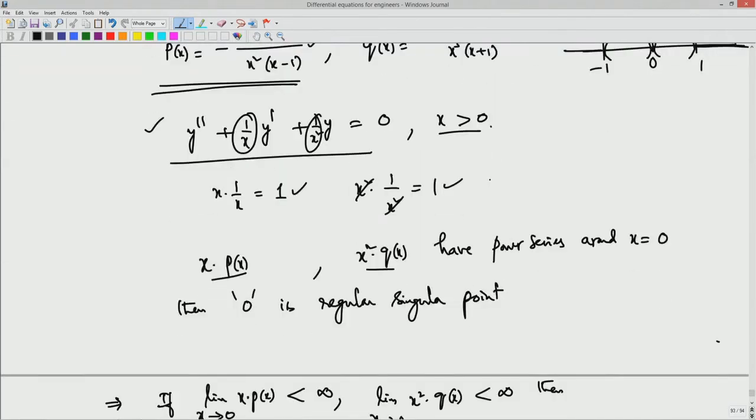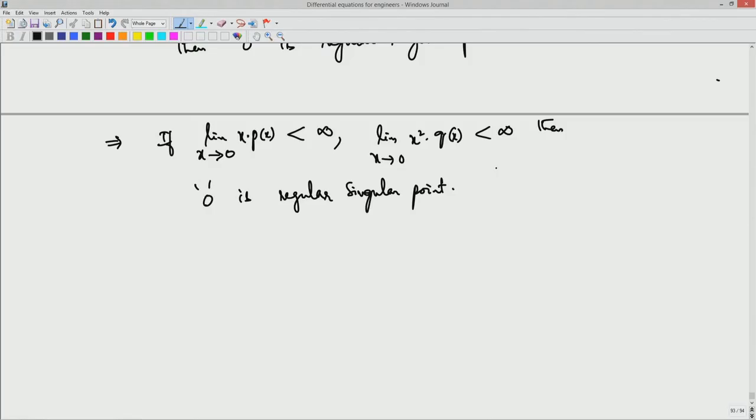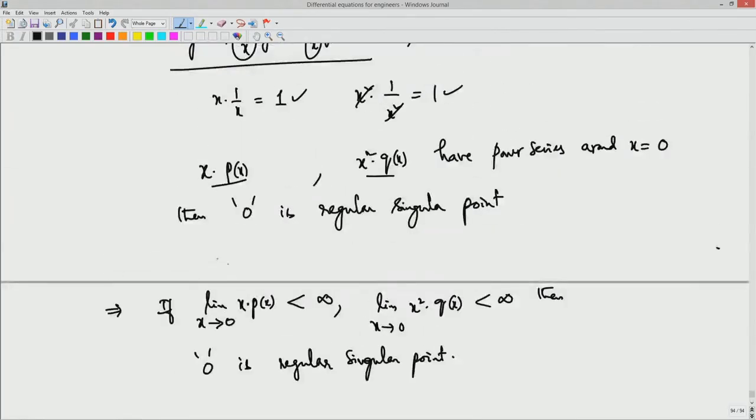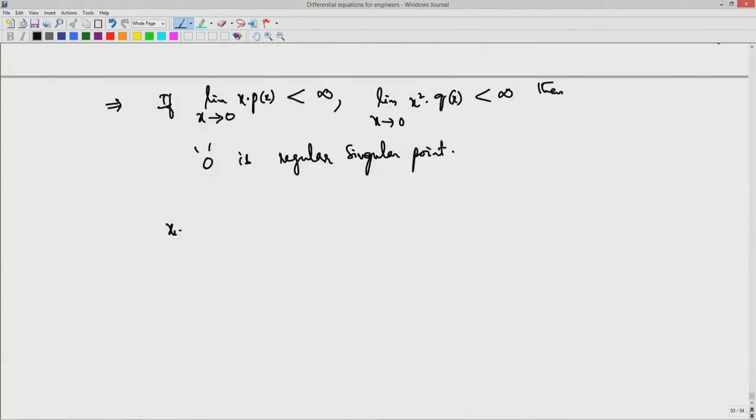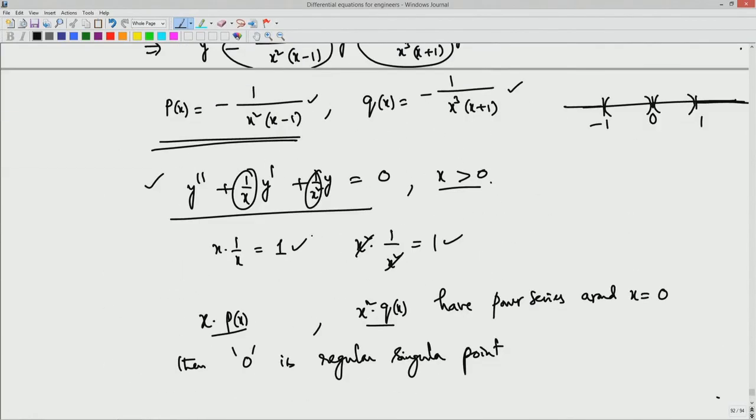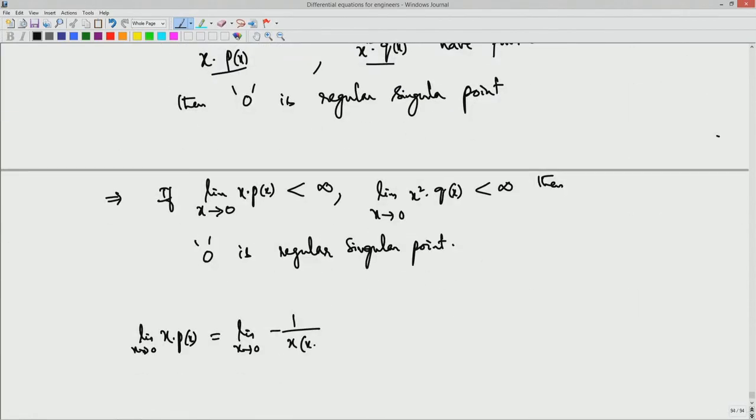Okay. So, now let us see by looking at p(x): x times p(x) will be 1 by x(x minus 1). So, if you want to see as x goes to 0, the limit of x times minus 1 divided by x times (x minus 1), this limit is actually not finite, it is actually infinity.